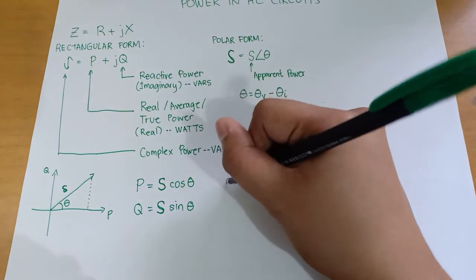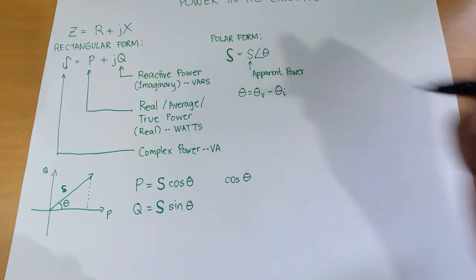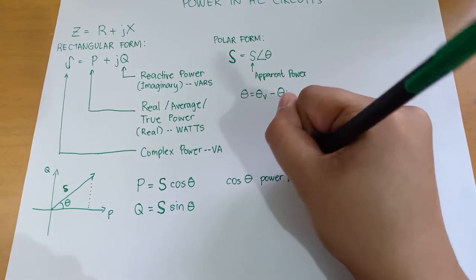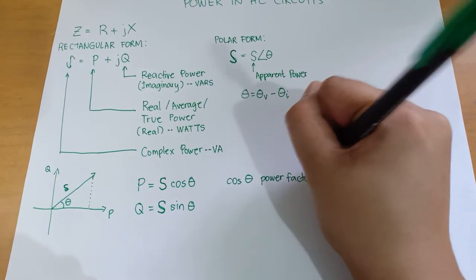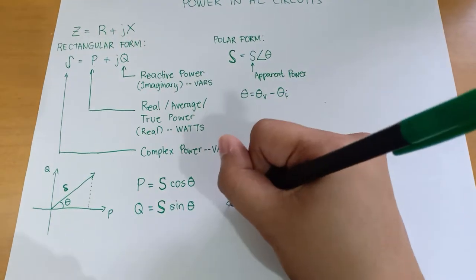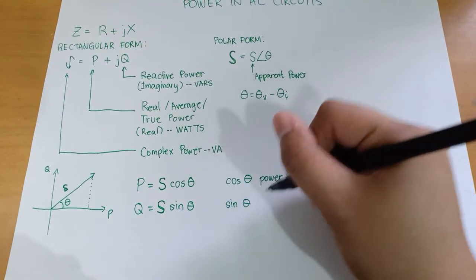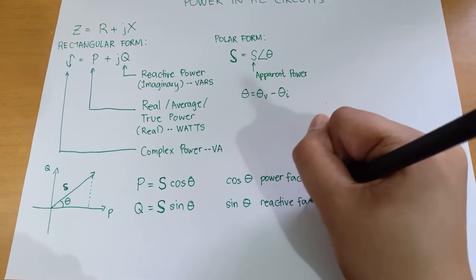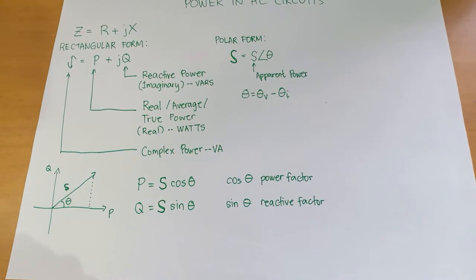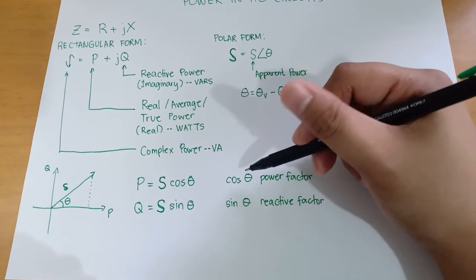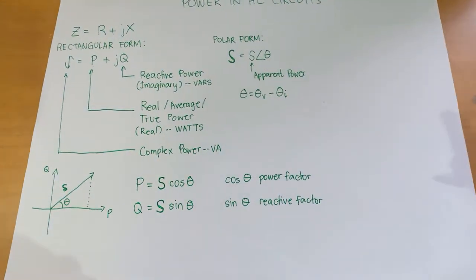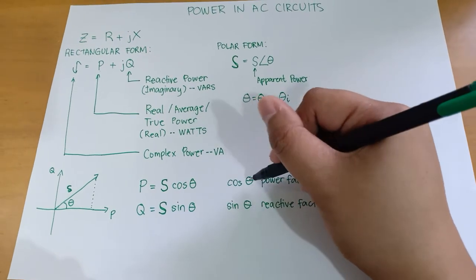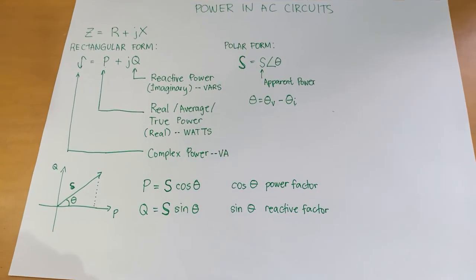So, ano yung cosine theta na yan? Yung cosine theta is called the power factor. Yung sine theta is called the reactive factor. Itong power factor can never exceed 1. So, lagi lang yan from 0 to 1. Okay?